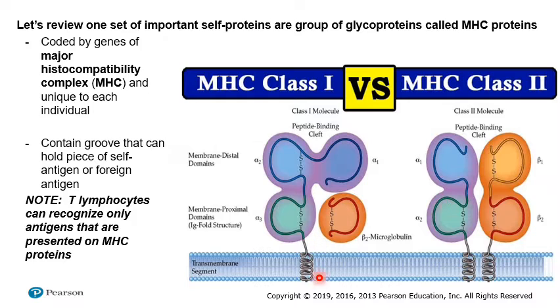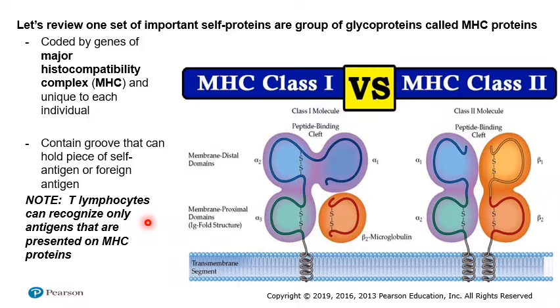MHC1 has a single transmembrane segment that is wedged right into the plasma membrane. And the MHC2 molecule has two transmembrane proteins that are deep in the plasma membrane. And they both have a peptide binding cleft. This groove pretty much is where your antigens can actually dock in.